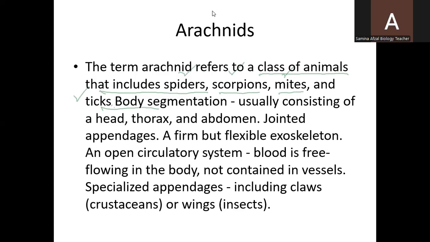Body segmentation usually consists of head, thorax, and abdomen. It means they have three body parts. Jointed appendages, again their parts have joints. A firm but flexible exoskeleton. The spiders and scorpions all have an exoskeleton, to keep the shape of the body.